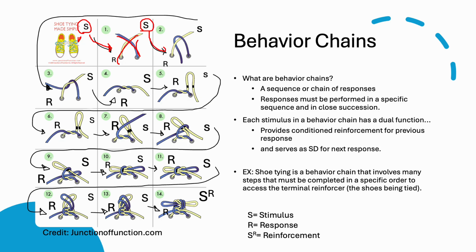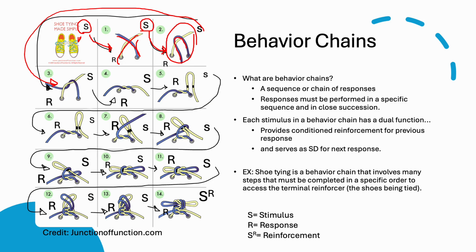So now that we've crossed over our laces, we can go ahead and loop the blue lace under the other lace. Now that we've completed that action, seeing the completed action serves as a conditioned reinforcer for this response, and it also serves as an SD for the next response. So it's setting the occasion for the next response in the chain.